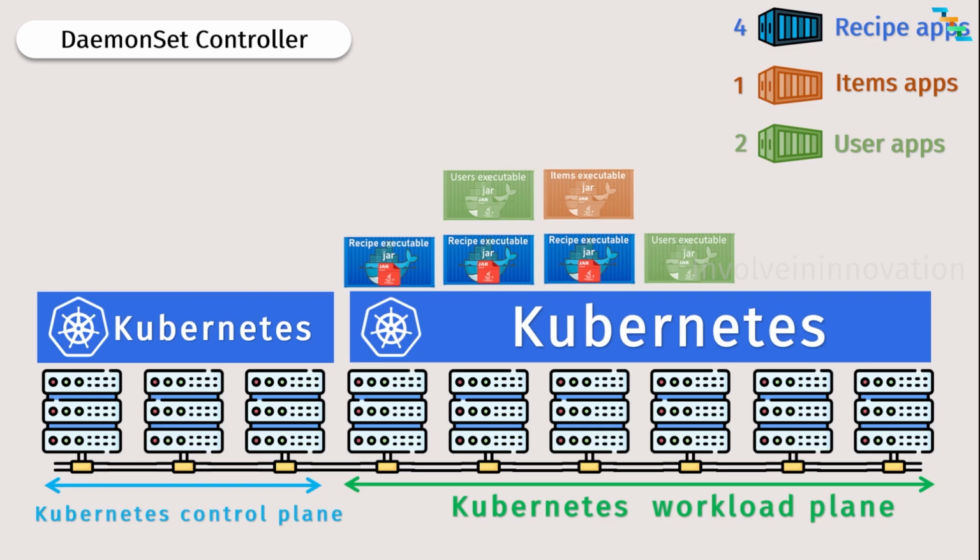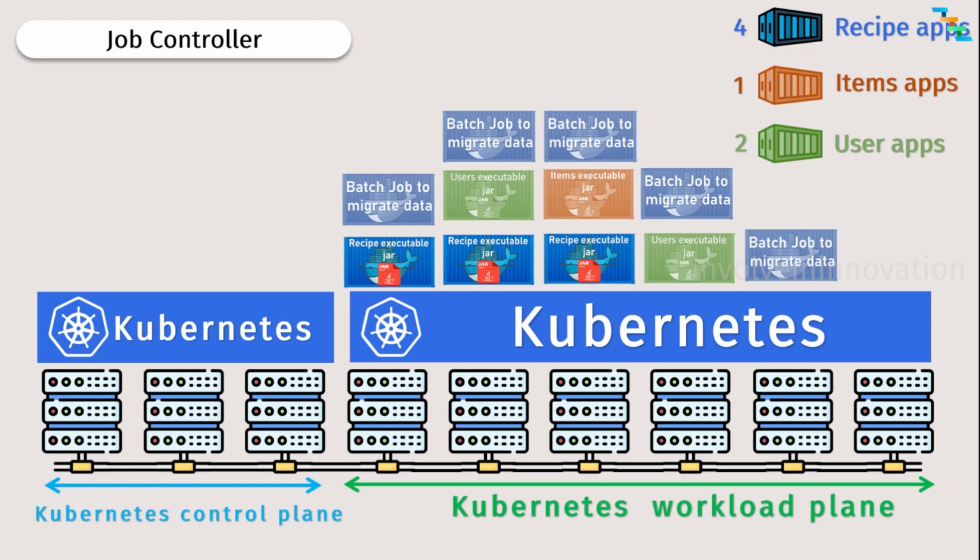Daemon set controller. The daemon set controller ensures that a copy of a pod runs on all or some of the nodes in the cluster. It is used for deploying system-level or node-specific tasks such as monitoring agents, logging daemons, or networking plugins. The daemon set controller also manages rolling updates of the pods across all nodes, ensuring that the update is rolled out safely without interrupting the cluster's operation.